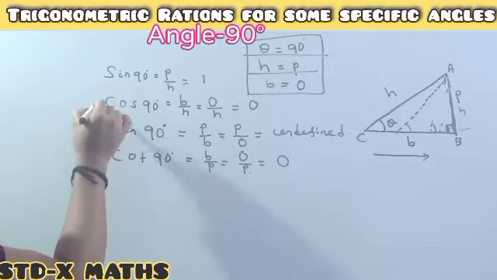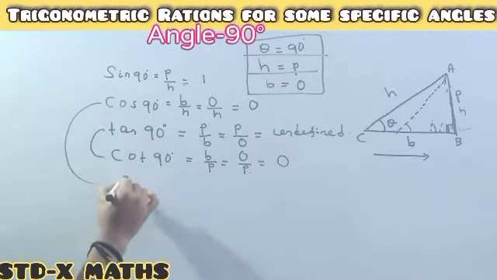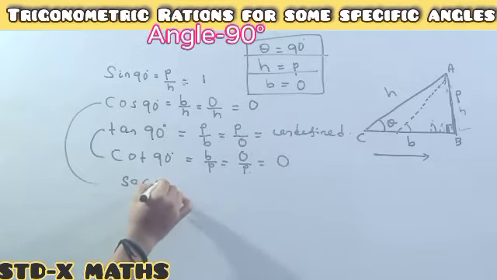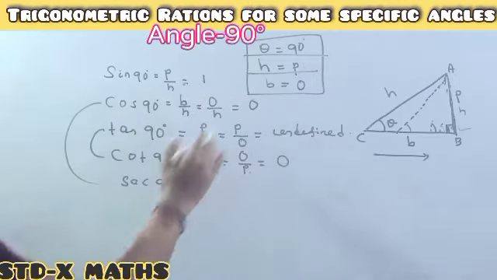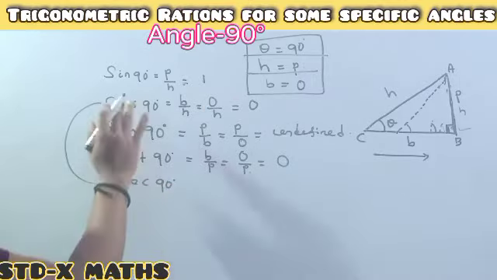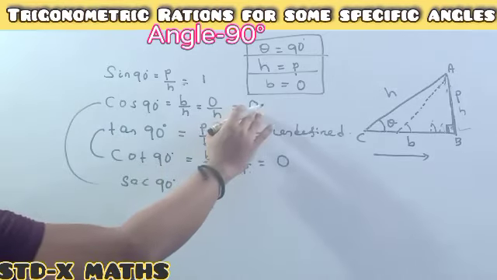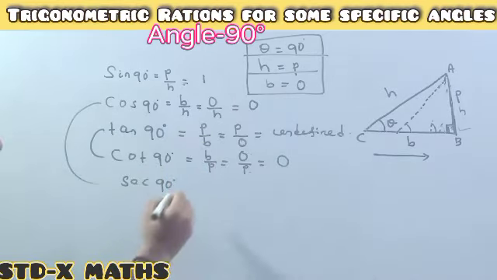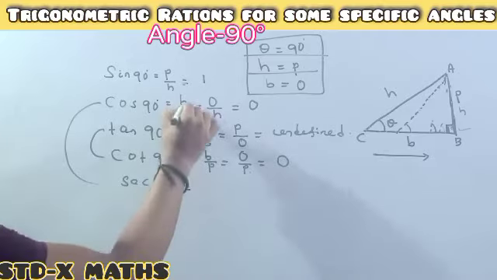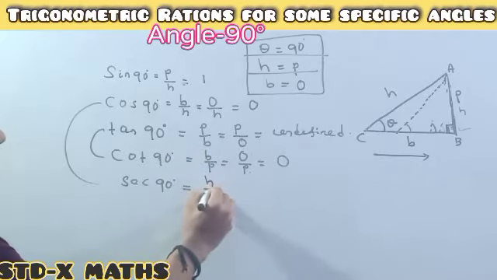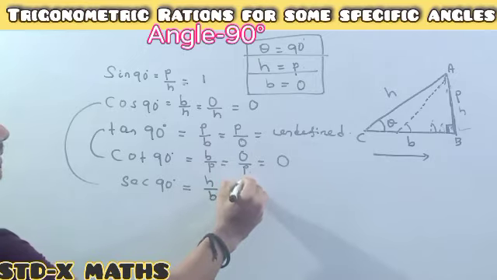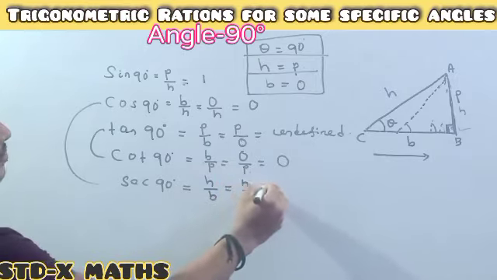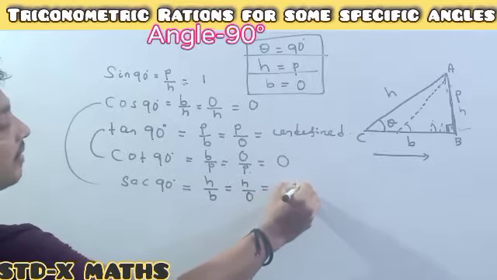Understood? Then after cos its reciprocal, we have to find sec 90 degrees. See clearly, whenever cos 90 degrees is 0, sec will be the reciprocal of cos. Reciprocal of 0 means undefined. But with the formula, B by H becomes H by B, and here H is a non-zero number, B is 0, so it will be undefined.